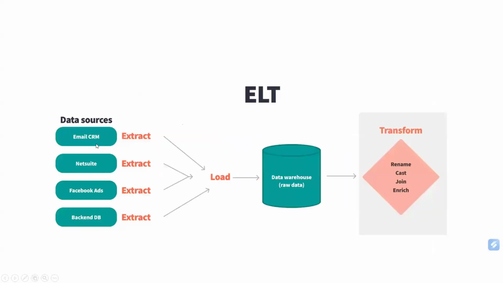ELT is basically what it will do. It will get the data from different data sources. It could be Facebook ads, NetSuite, email CRM. Don't worry about these terms, it depends entirely on the project which you're working on. You get the data from there, and you load that data into a single data warehouse, which is raw data that contains no business logic or anything. It is in pure raw format, and then you apply the transformations, right? So something like renaming a column.